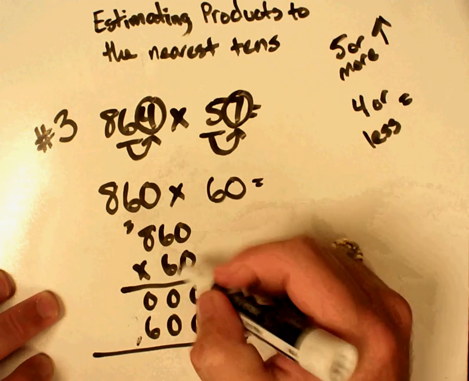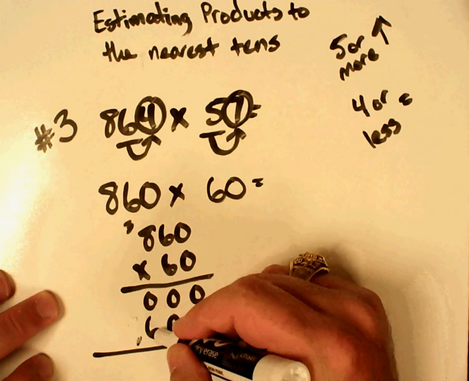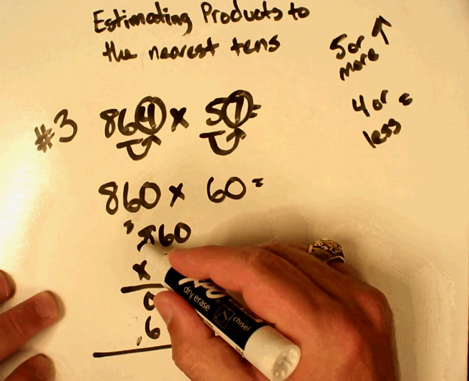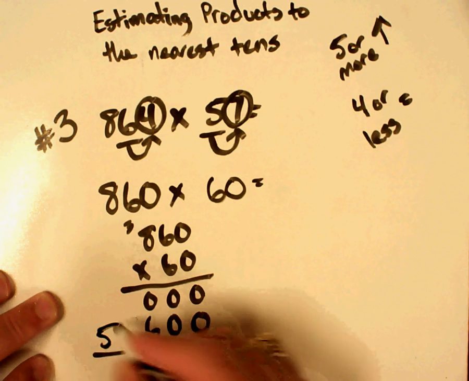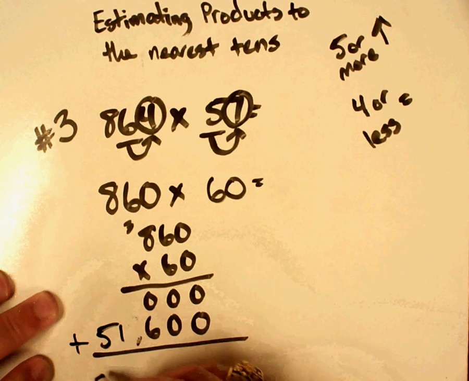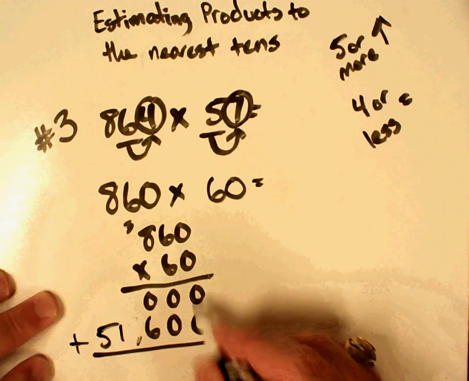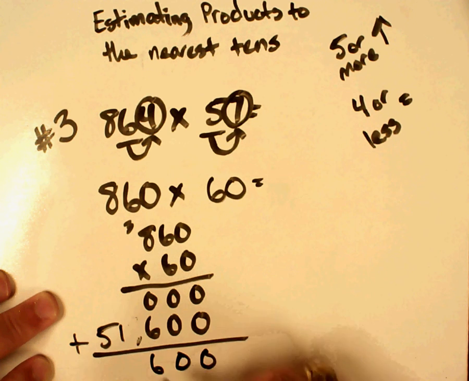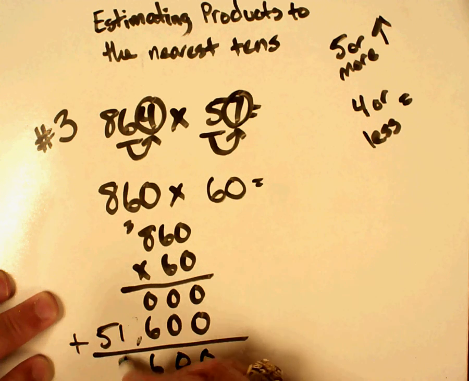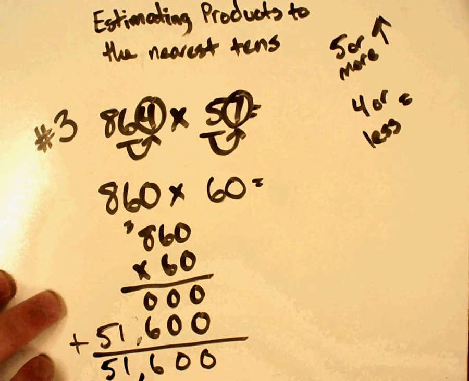How about 6 times 6 is 36, carry my 3. 6 times 8 is 48, plus 3 is 51. 0 plus 0 is 0. 0 plus 0 is 0. 6 plus 0 is 6. A 1 all by itself. My 5 all by itself. And so I end up with 51,600.